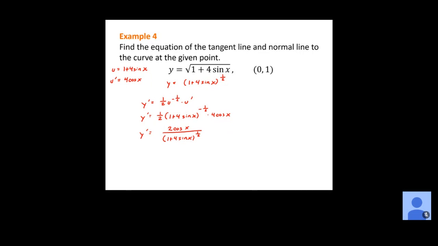Okay, good. So we can plug in our values. In this case, the only thing we have in our derivative is an x. So we really only need the x value this time, right? So I'm looking right here at my ordered pair. There's my x value, so I'm going to plug in 0. So we know our slope then, because that's what the first derivative represents, is going to be 2 cosine of 0 over 1 plus 4 sine of 0 to the 1/2 power.